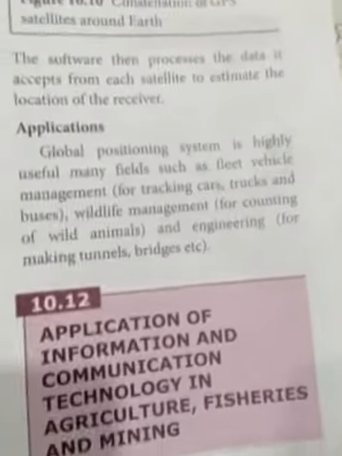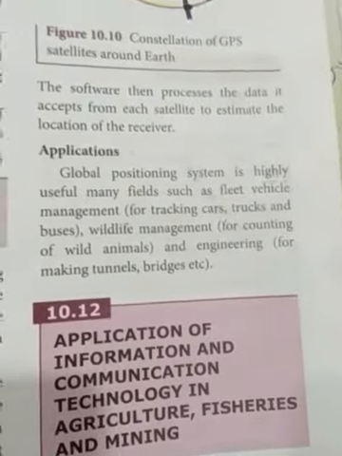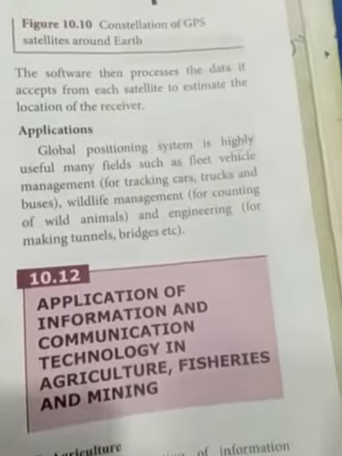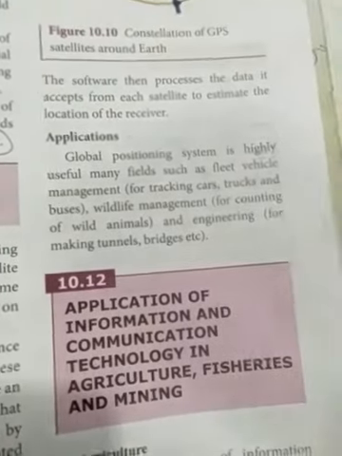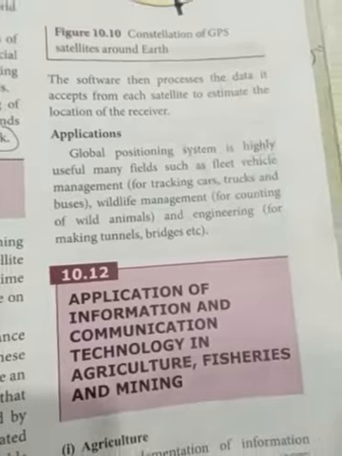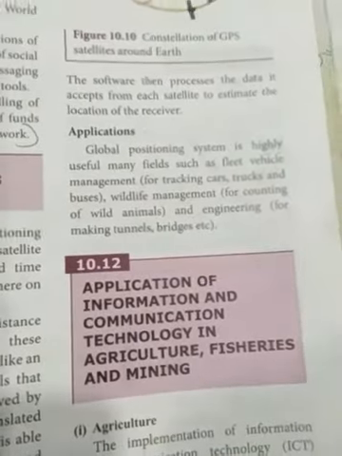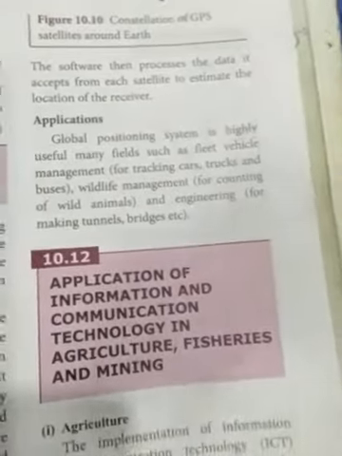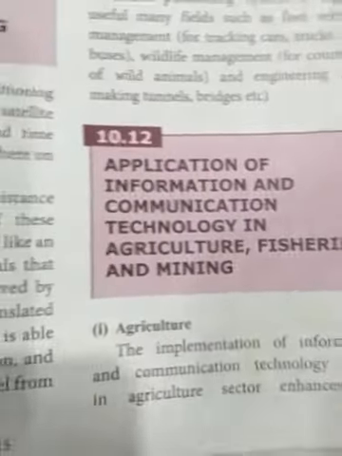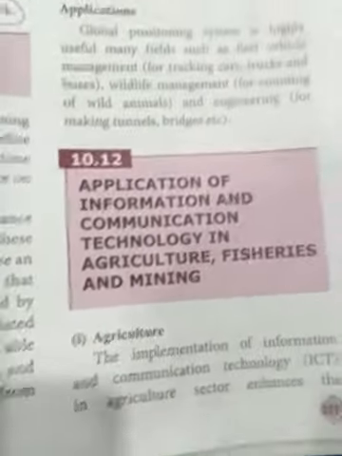Okay, so the next one, you see the applications. The Global Positioning System is highly useful in many fields such as fleet vehicle management, wildlife management, and engineering also, in making tunnels, bridges, etc. So next you see the application of information and communication technology in agriculture, fishery and mining.